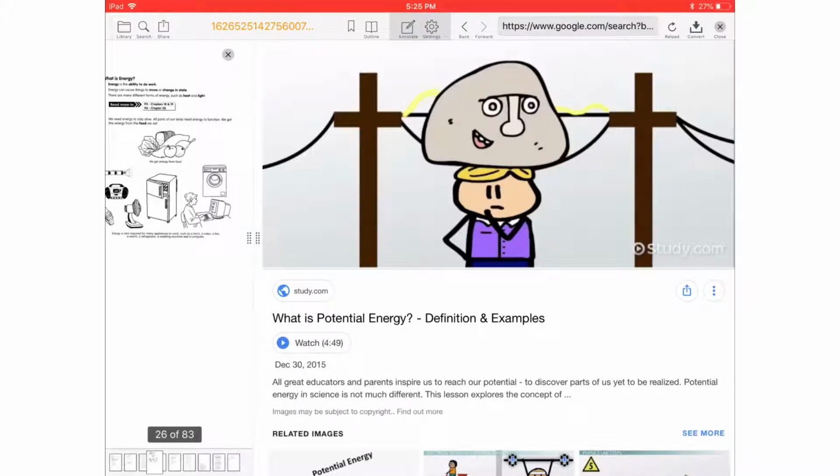So cute, huh? I have no idea what this is. This is like a rock on a person's head.